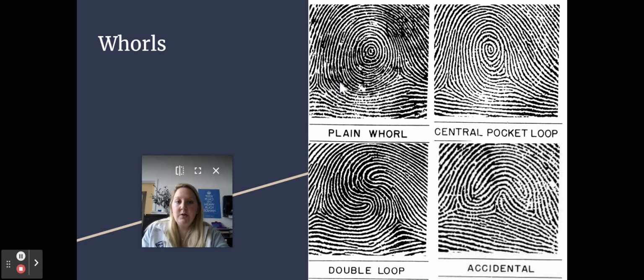Here is our plain whorl, so that bullseye, our lateral pocket loop or a lateral pocket whorl, that single bullseye that pinches in a teardrop shape towards one direction. Double loop comes from opposite directions, but they are not connected. And an accidental, typically it's some type of arch and whorl together.